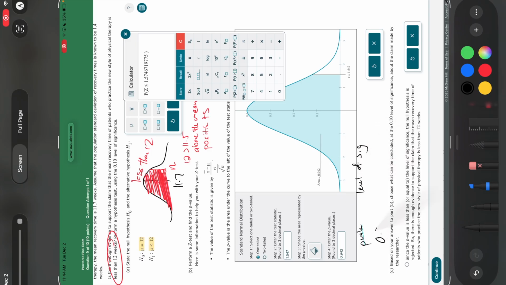All right, last thing here on this one. My p-value was 0.942. My level of significance is 0.10. That is obviously greater than, so you do not reject. There is not evidence.